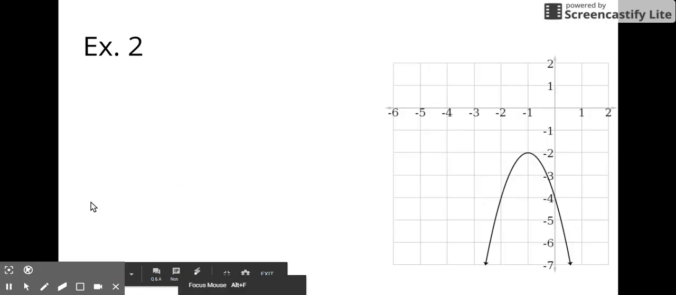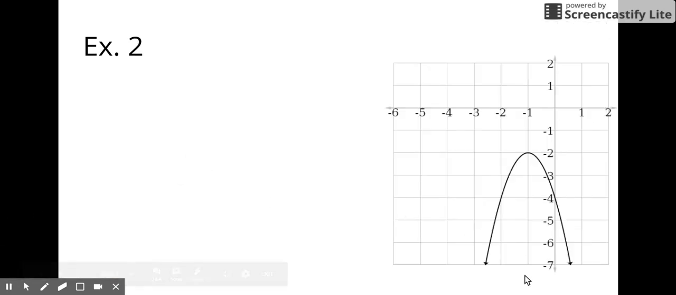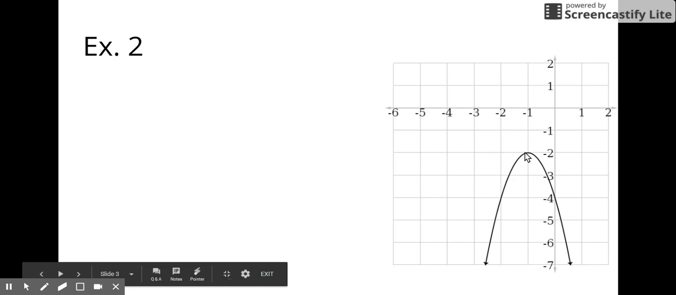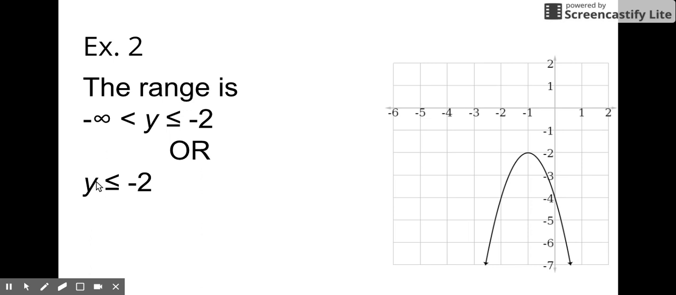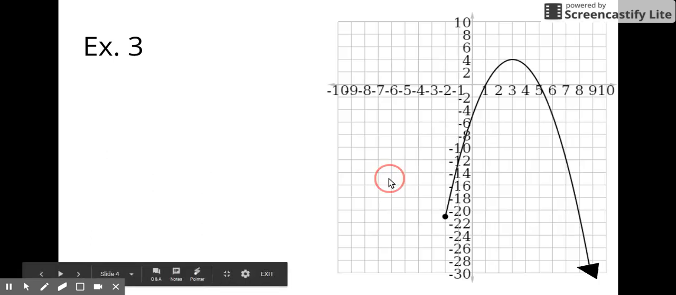For this example, again, I'm looking for how far down, how far up my graph goes. Because this graph opens down, I'm going to choose to look at the maximum value. So I find this vertex right here. So the highest y value can be is -2. So basically from -2 down are all the possible y values I can have, which can be written one of two ways. I can either say from -infinity all the way up to -2, including the -2, or I can just more simply say everything from -2 and less.